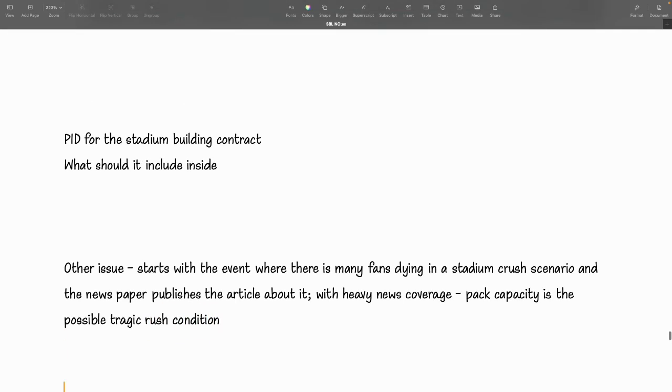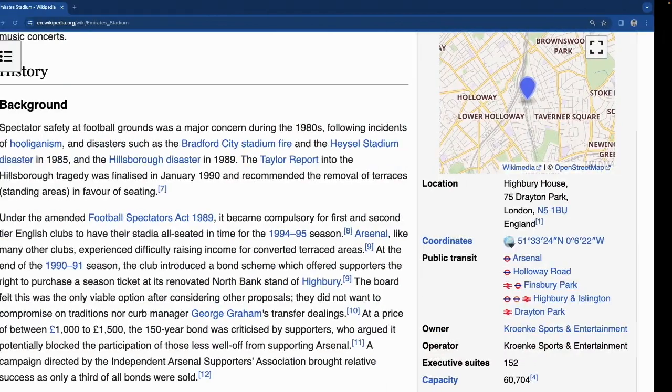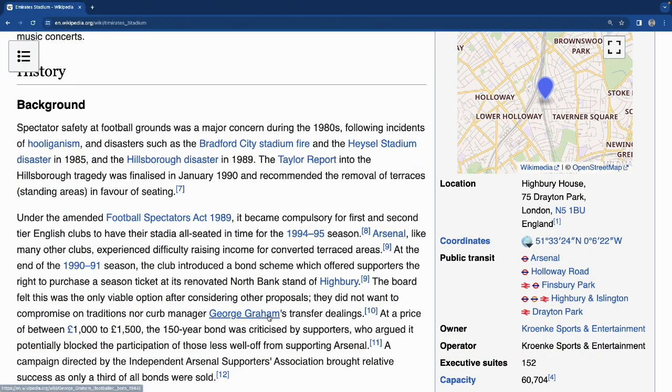Okay, tragic rush condition. Well, if you don't understand that, you don't need to see Final Destination to figure this out. In the last Final Destination, it was a stadium and there was a big explosion and everybody dies. We're not talking about that. We are already talking about real life things now.